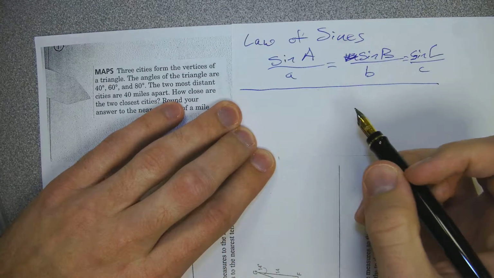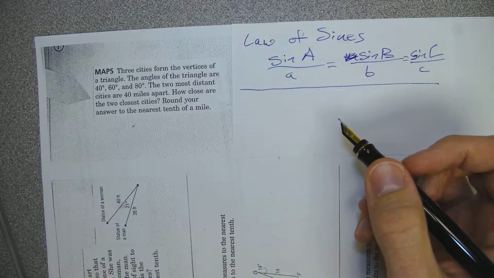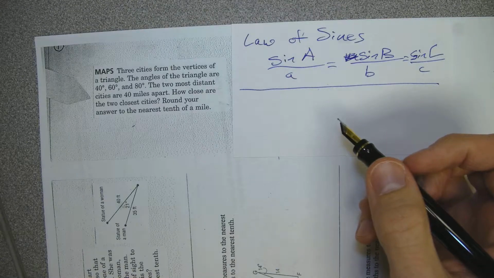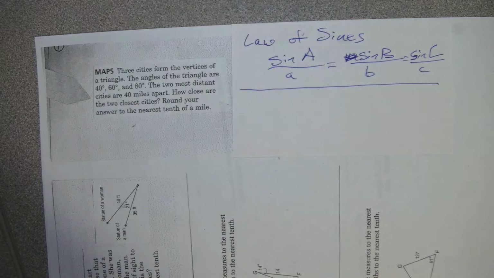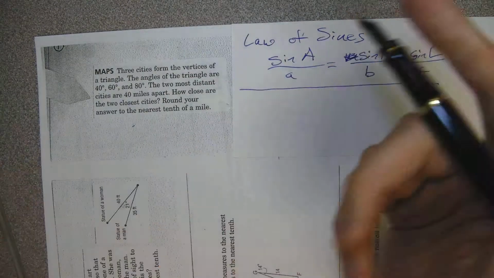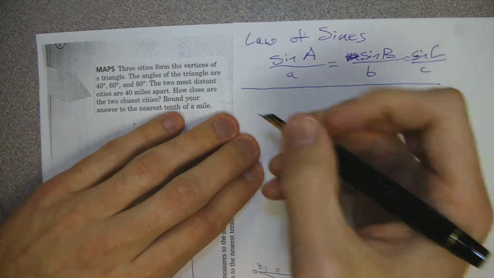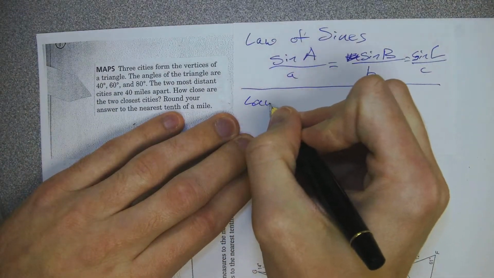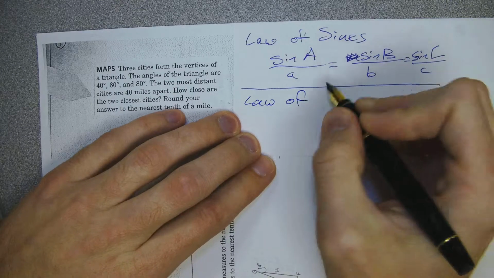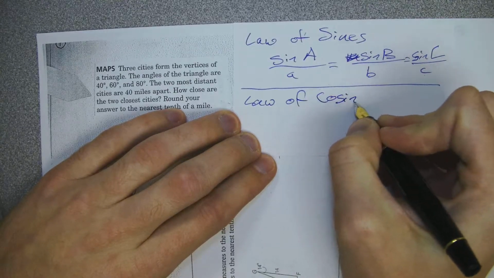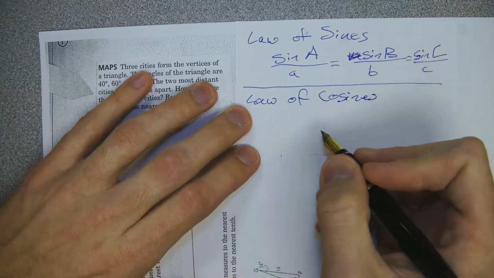Now, law of cosines, there's actually three different versions of the law of cosines, depending on what sides and angles that you know, don't know, that kind of thing. I'm just going to write out one of them because ultimately they're all the same. And we'll talk about real quick how to memorize them. All right. So law of cosines looks like this.